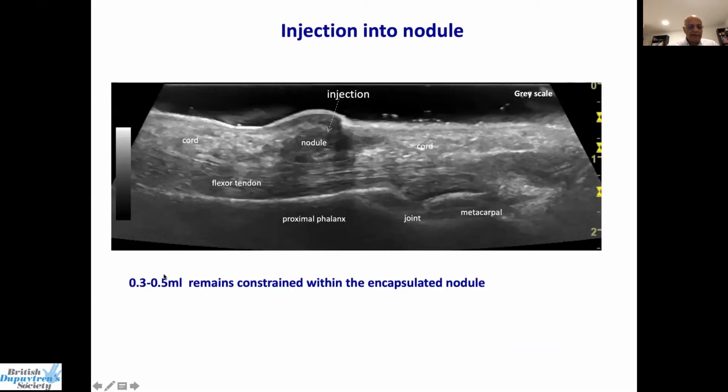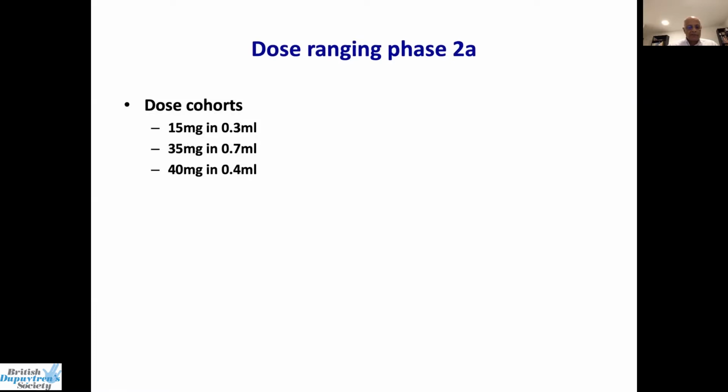And what we found, so this is lab work, was that roughly about 0.3 to 0.5 milliliters of fluid remains within this nodule. And the dose cohorts we used were 15 milligrams of adalimumab at 0.3 mils and 35 at 0.7 mils. Now, when I was injecting 0.7 mils, I saw that some of this fluid was actually coming out into the subcutaneous tissue, so it was extravasating out of those nodules.